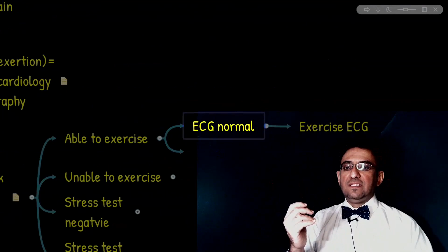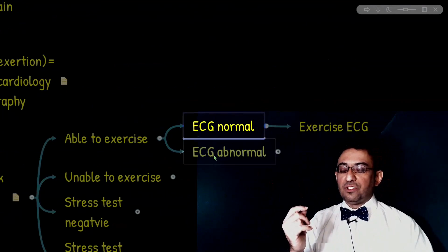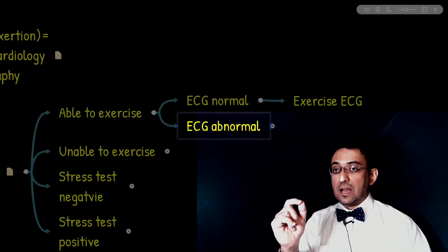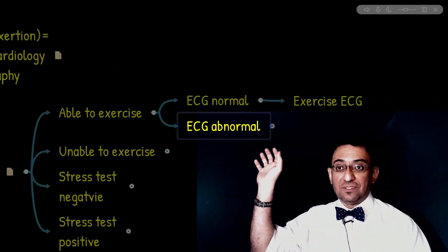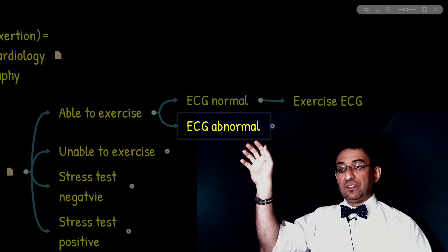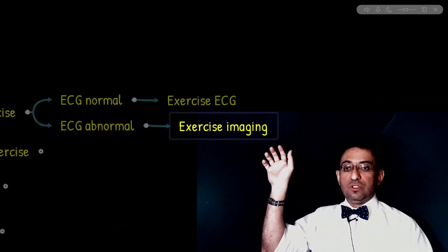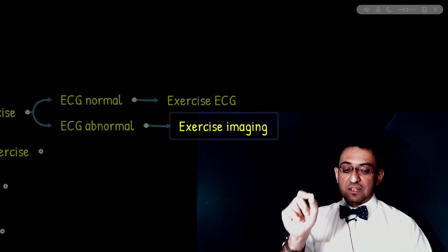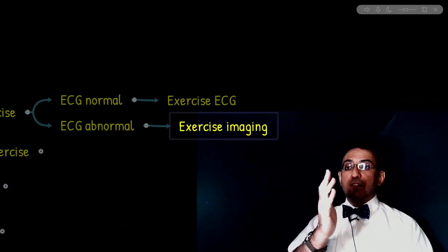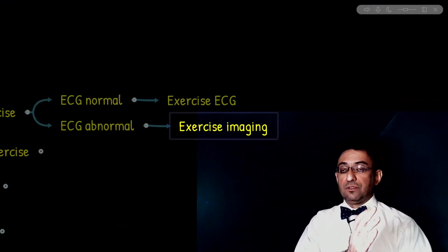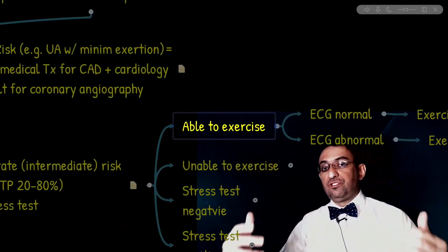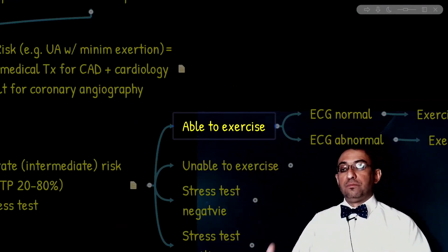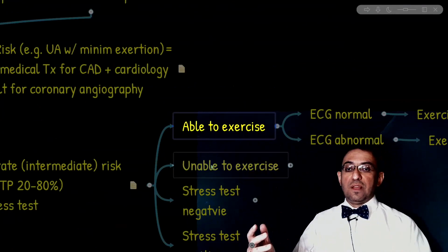However, if the ECG is not normal in the person who is able to exercise, we would stay with the exercise portion as the preferred stressor. But we choose an exercise imaging test. That is either exercise echo or exercise radionuclide imaging. So that takes care of the patient who is able to exercise to reach the target heart rate. I assume by now you are familiar with the rest of the algorithm.